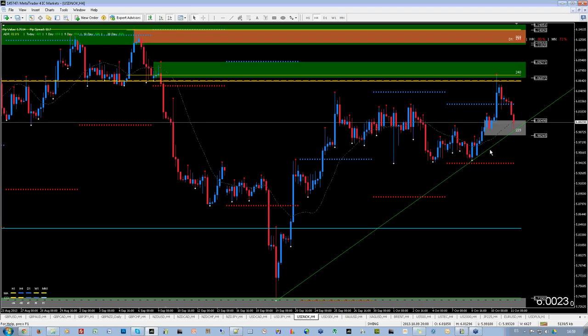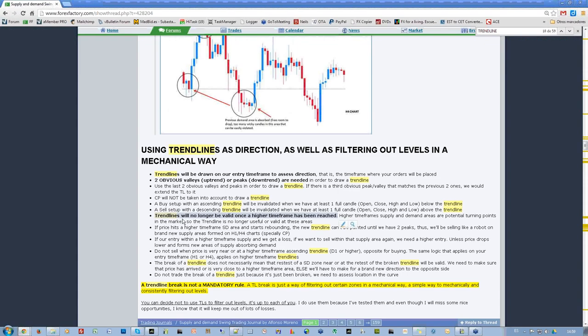So the thing is, now that we know that price has reached an opposing supply area, is that trend line useful or not? Is that trend line valid? Yes or no? Remember the rule: trend lines will no longer be valid when a higher time frame. This is one of the most important rules. No longer valid. So if it's no longer valid, we can delete it.